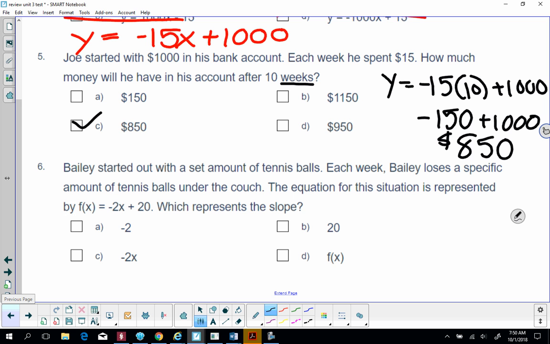Bailey started out with a set amount of tennis balls. Each week, Bailey loses a specific amount of tennis balls under the couch. The equation for the situation is represented by this function, which represents the slope. So what here would represent the slope? -2. This is going to be on your test, something like this. Remember, x is negative. She loses 2 balls per week, but the slope itself is just -2. They're going to try to trick you on that. Does that make sense?